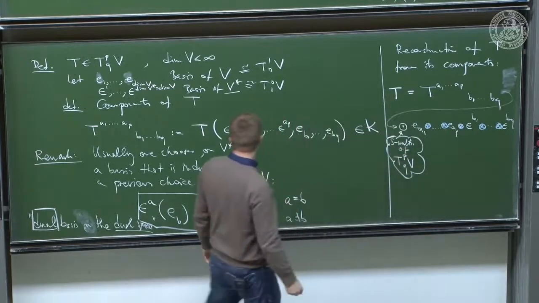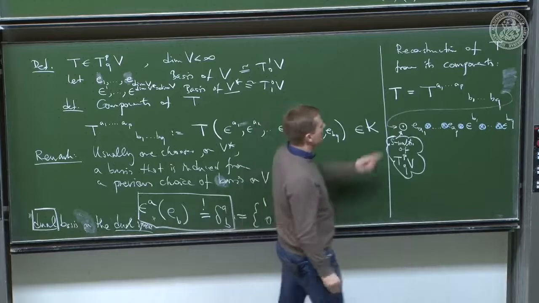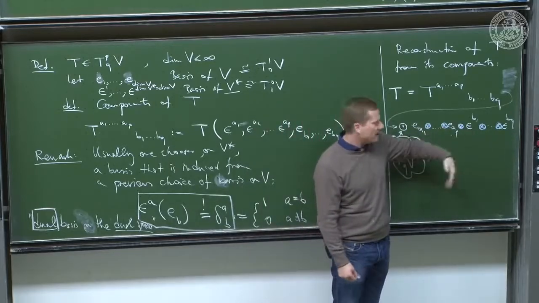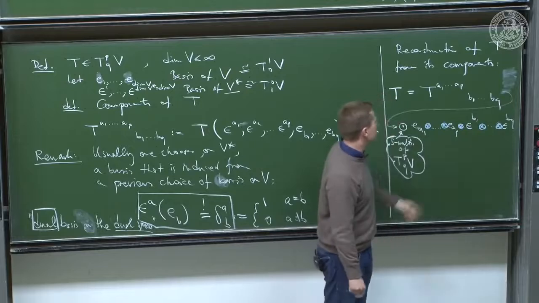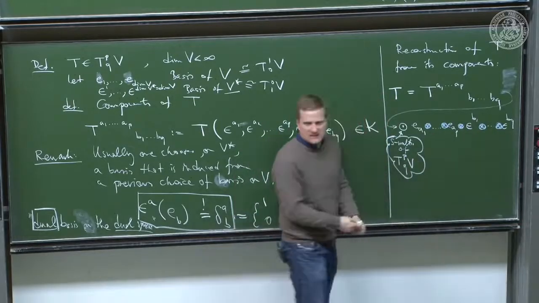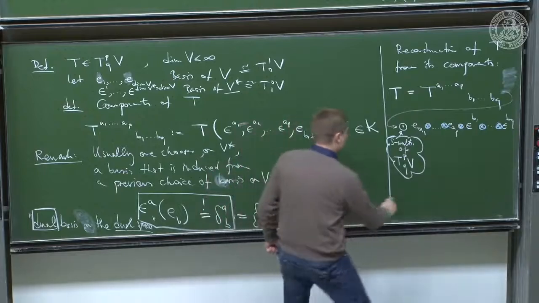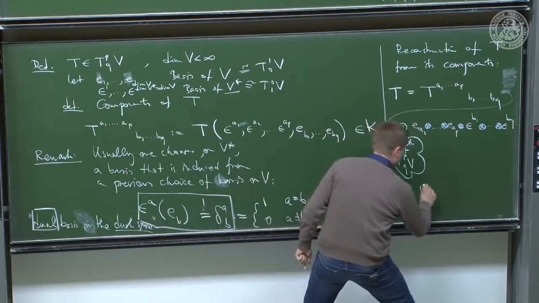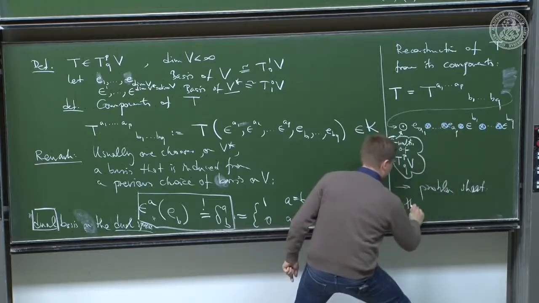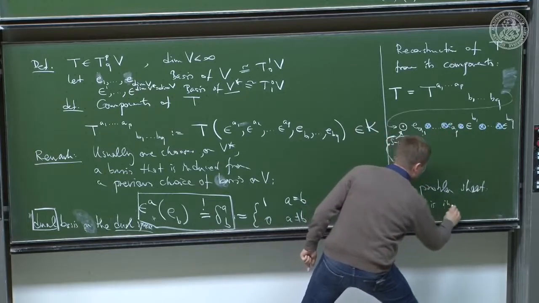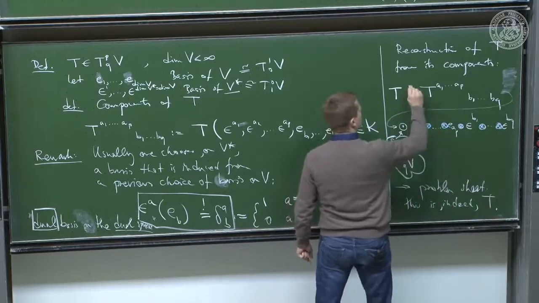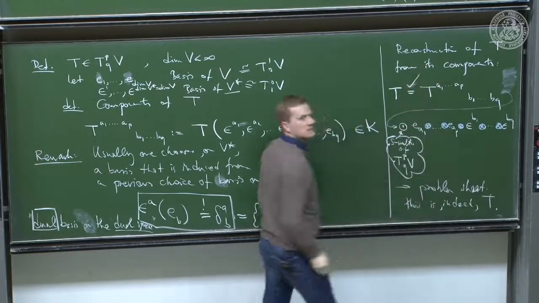Well, you can check by evaluating the tensor on an arbitrary vector, and you need to know how the e's and the epsilons act on arbitrary vectors and covectors, which you do by expanding them themselves. So the proof that this recovers T is very basic, and it's a finger exercise on the next problem sheet. So this equal sign here is correct.